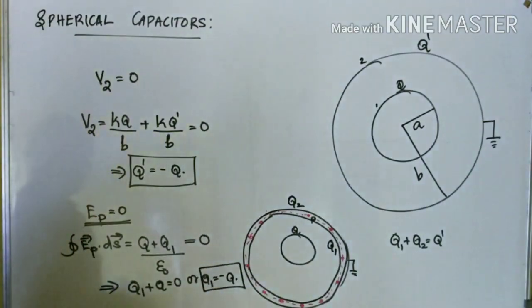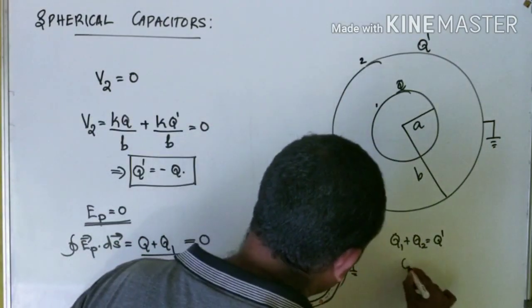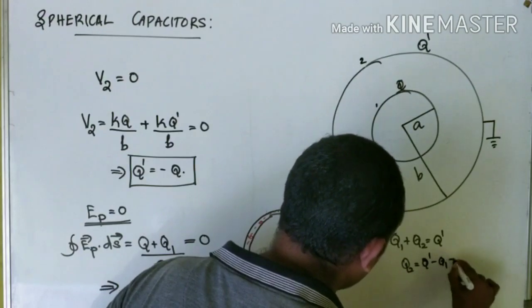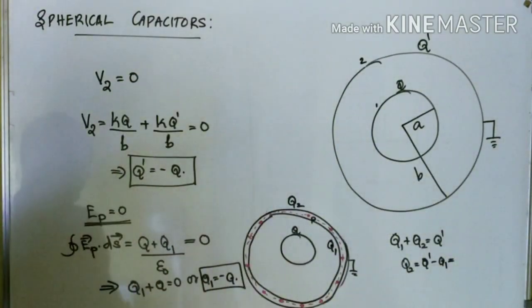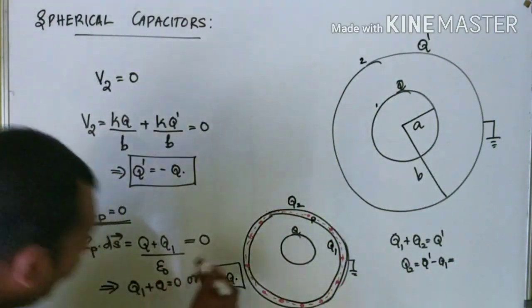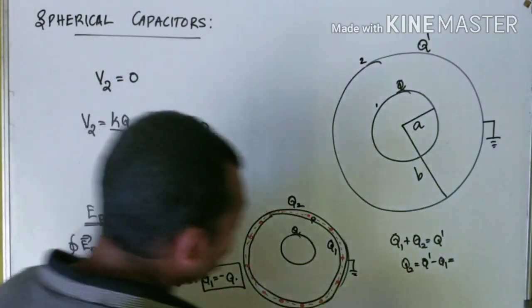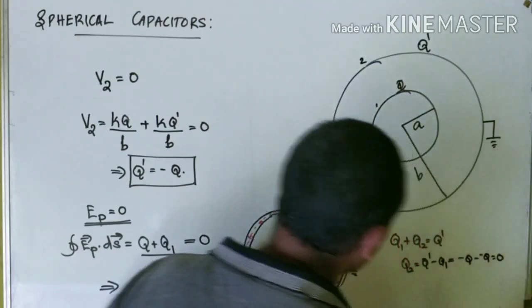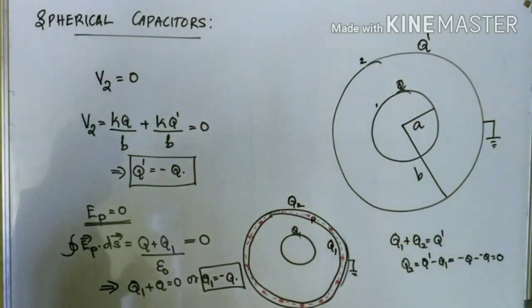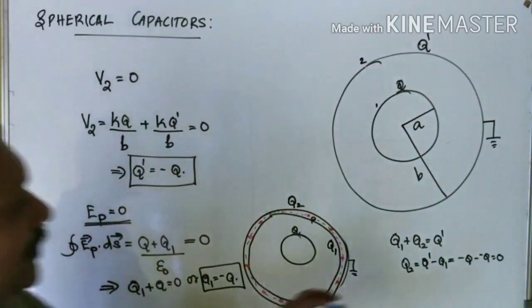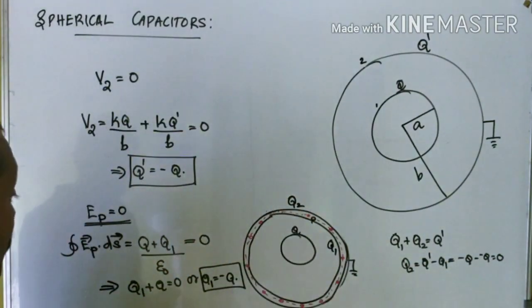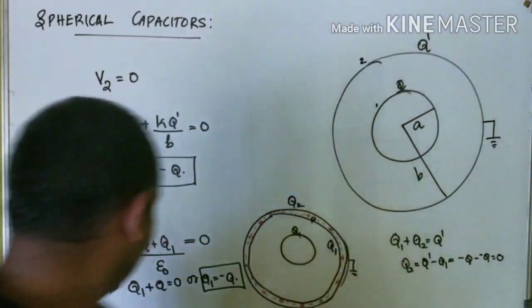Now Q1 is equal to minus Q, and look from this equation, Q2 is equal to Q dash minus Q1. Already Q dash is equal to minus Q. Q1 also is equal to minus Q, which means minus Q minus minus Q, that is equal to 0. Okay, minus Q minus minus Q is equal to 0, which means where will this charge Q dash be located?